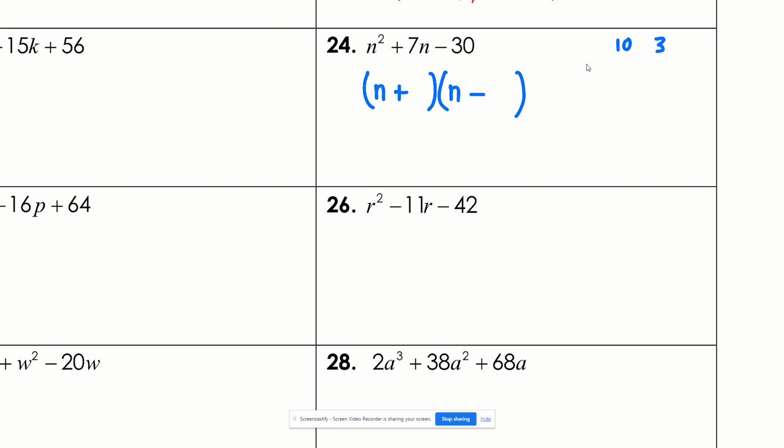So the last thing is this. What sign dominates the middle? Positive does. So positive has to go with my bigger factor. So it's n plus 10 and n minus 3.